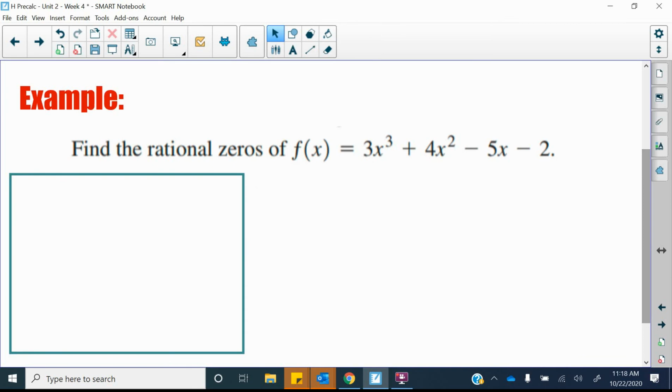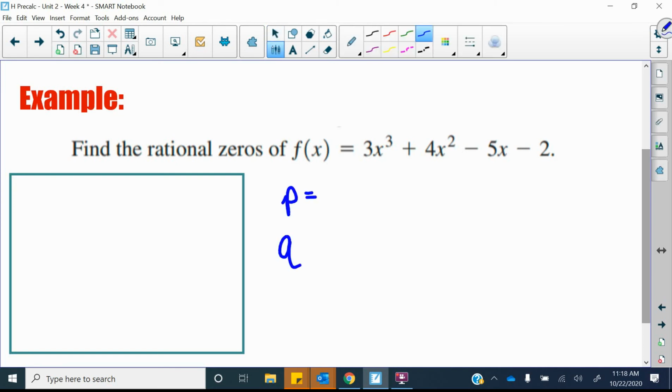So let's look at this next example. What I'd like you to do is go ahead and pause this video, try this particular example, try to find all your possible rational zeros, and go ahead then and use your graphing calculator to come up with which from your list of P's and Q's actually does work. So pause it. I'm going to get started on it. When you're done, go ahead and unpause.